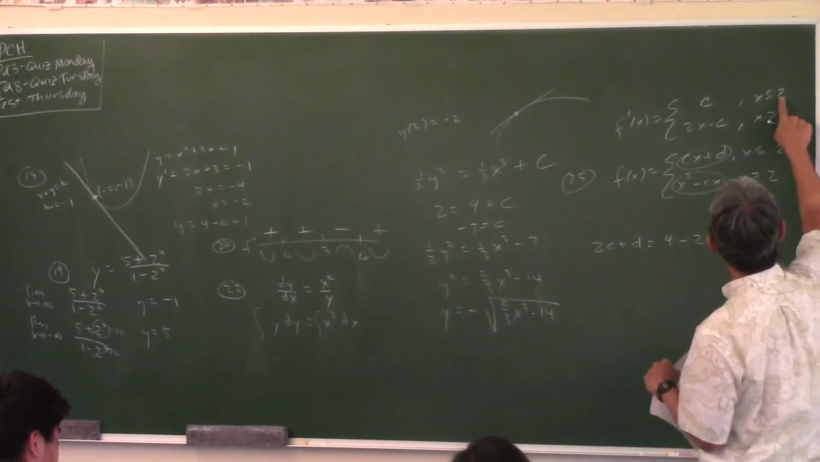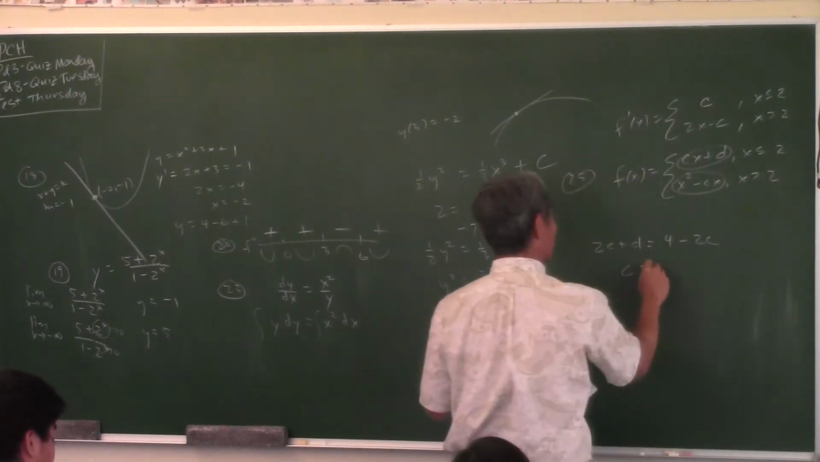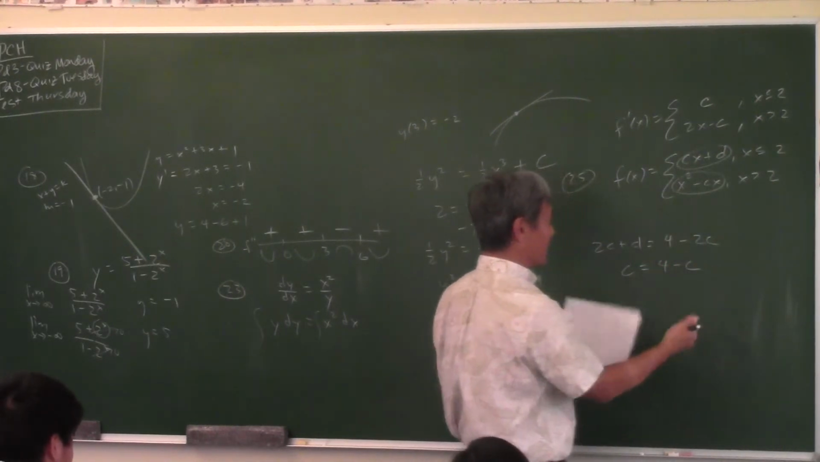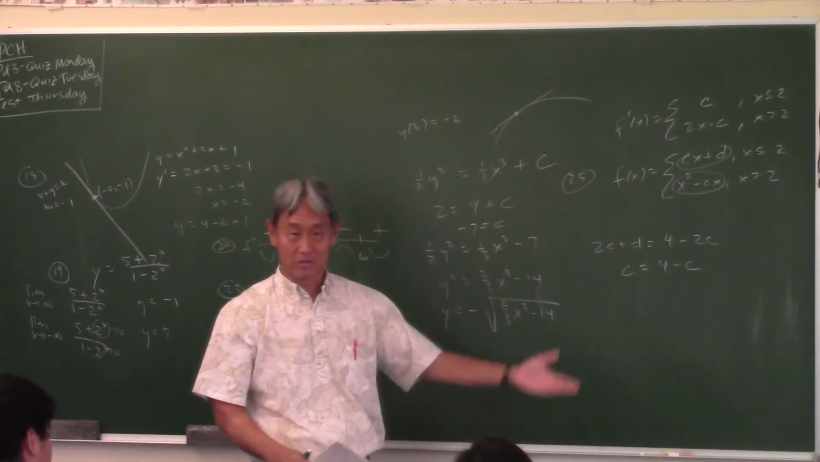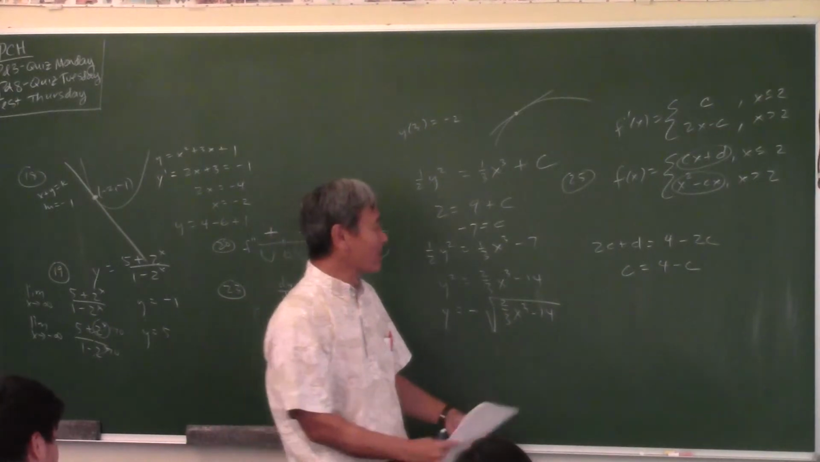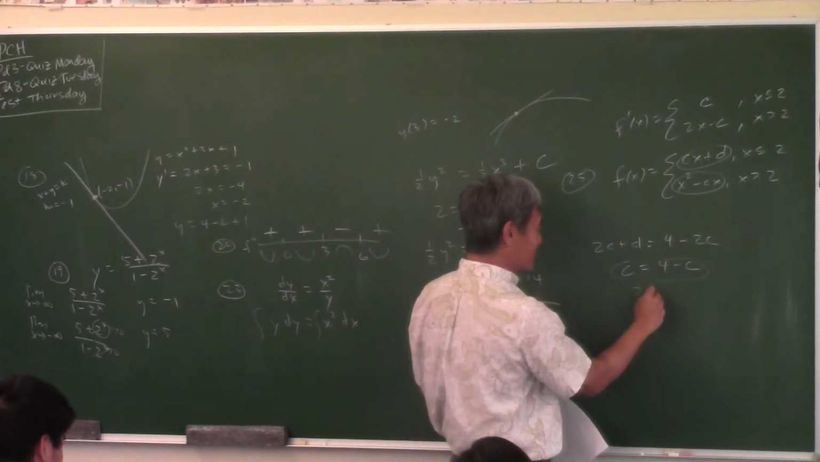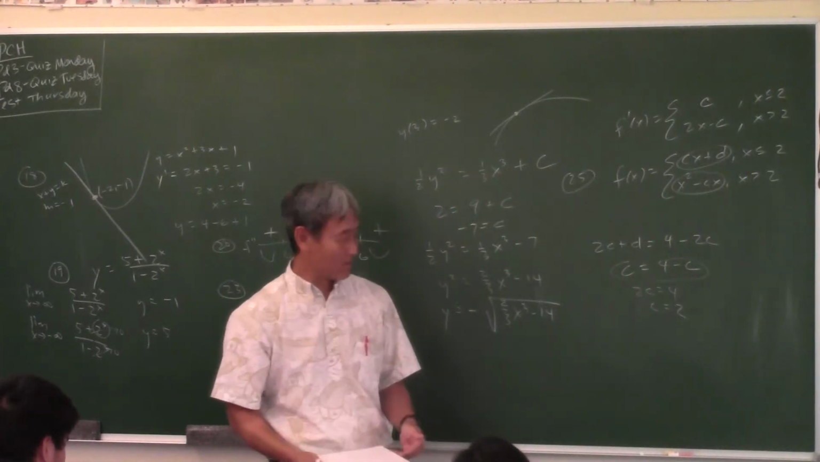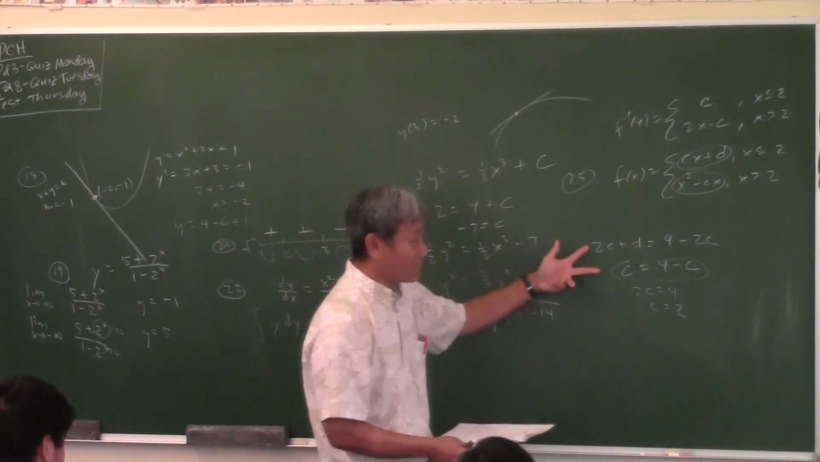So what happens when you plug in 2 for x? Well, there's no x there, so it's just c. What happens when you plug in 2 for x there? You get 4 minus c. All you gotta do now, you got 2 equations, 2 variables, use your algebra 1. But then you really don't have to, because right here, 2c is 4, c is 2, plug it in there, you can figure out d and you can answer the question, right? But you gotta start by writing those equations.